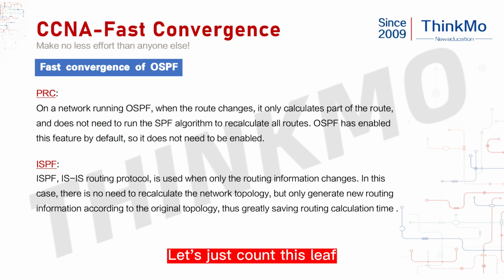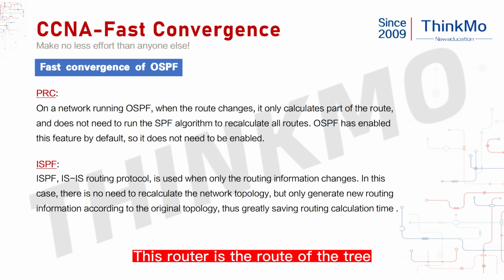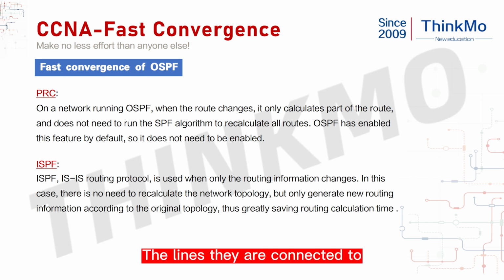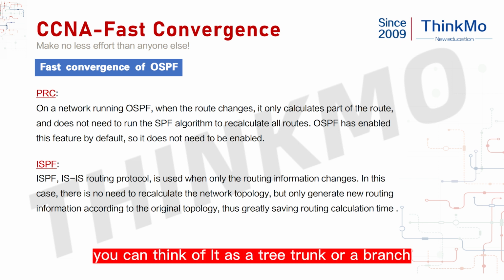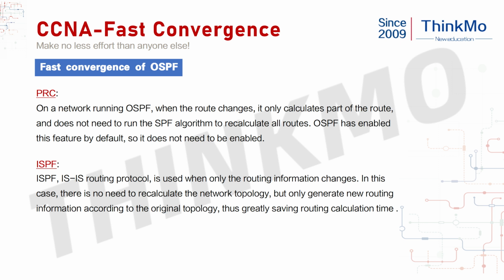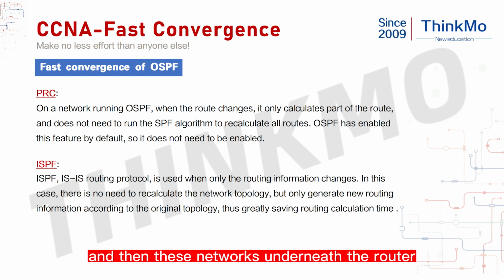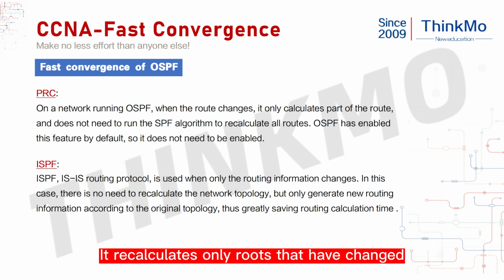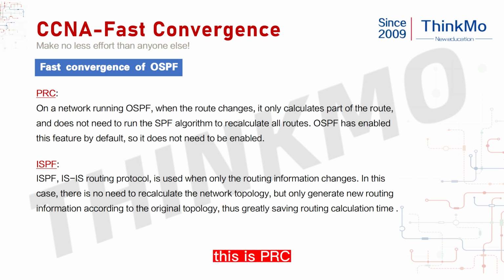Let's just count this leaf. You can think of it as a router. It's connected to multiple routers. This router is the root of the tree. All these other devices in the network, think of it as a tree. Between routers and routers, the lines they are connected to, you can think of it as a tree trunk or a branch. And then these networks underneath the router, you can think of it as a leaf. It recalculates only routes that have changed. This is PRC. So ISPF is mentioned in ISIS.